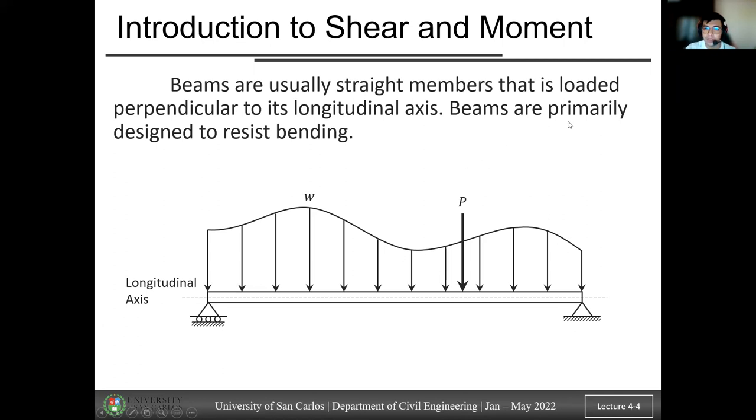Okay, so beams are primarily designed to resist bending. So it's like a ruler, right? The bend might be positive bending, or it may be negative bending.